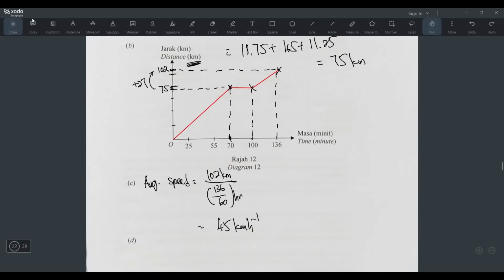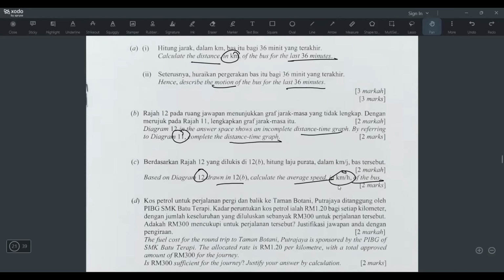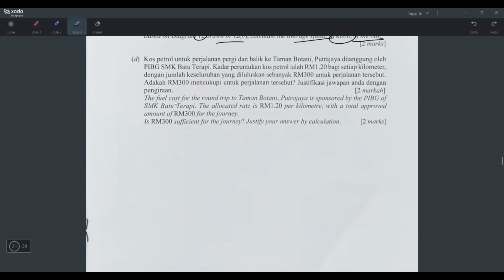And if you double check, they did mention here, you see, in kilometer per hour. That is why you have to make sure the 136 minutes is converted to hours. Alright, that's all for C. Now we can do D. Okay, D. The fuel cost for the round trip. Okay, what is round trip? Pergi dan balik. You go to the Taman Botani and then go back.